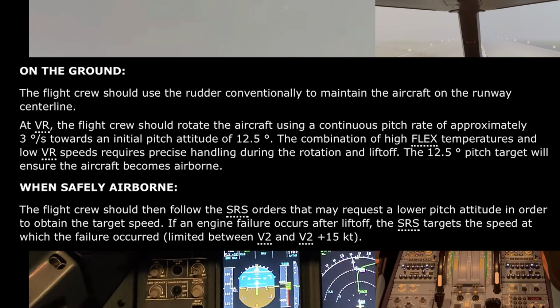At VR, pilot flying rotates by using a continuous pitch rate of approximately 3 degrees per second towards an initial pitch attitude of 12.5 degrees. This will ensure the aircraft becomes airborne. Next, the pilot follows SRS to maintain the appropriate target speed.